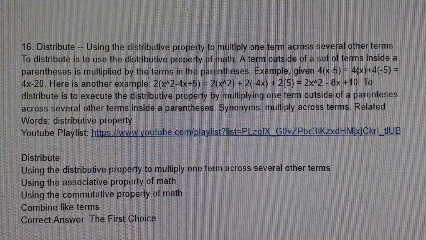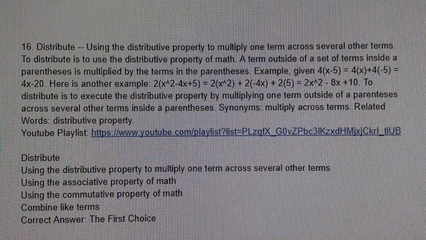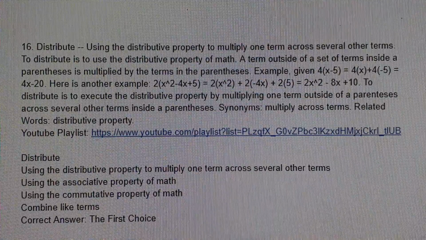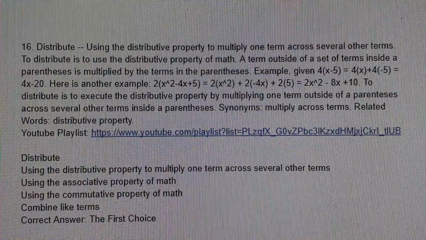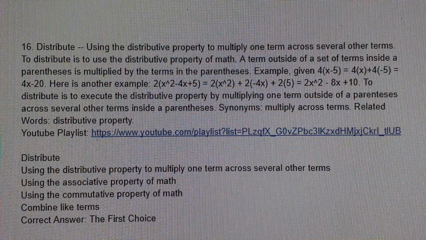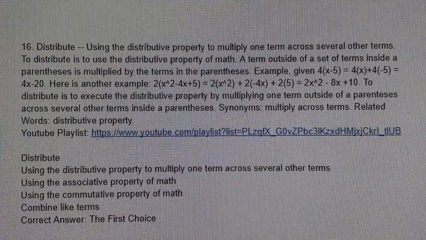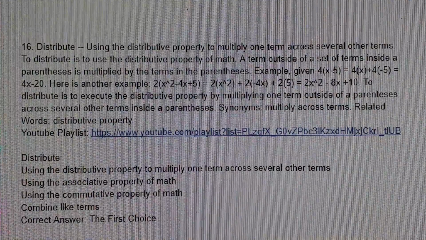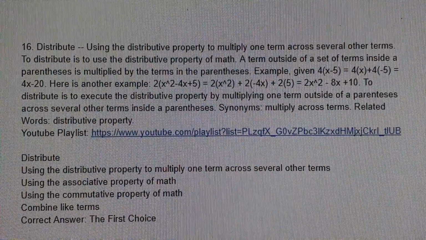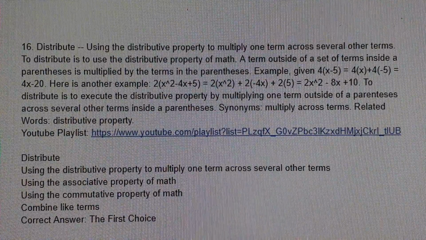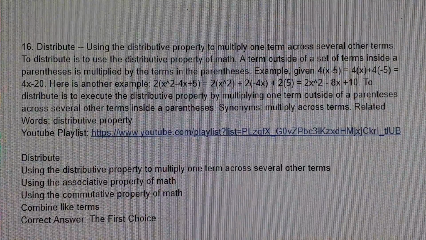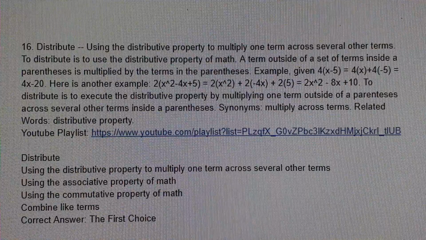Here is another example. 2 times the quantity (x² - 4x + 5). It equals 2 times x² plus 2 times -4x plus 2 times 5, equals 2x² - 8x + 10.